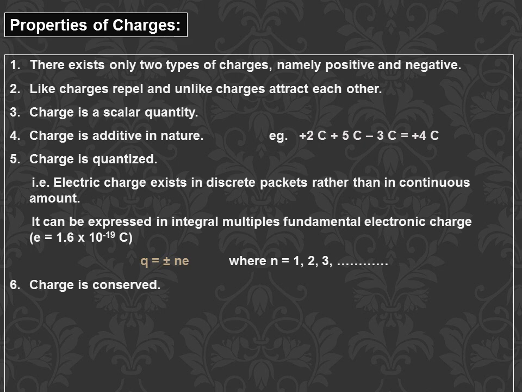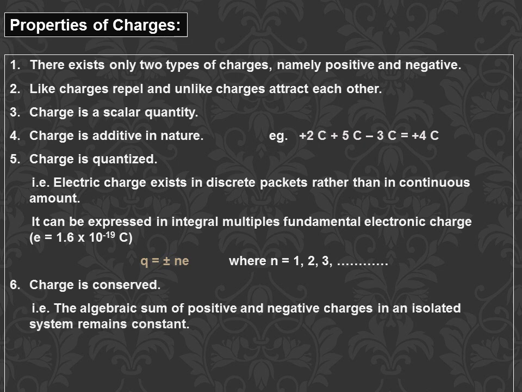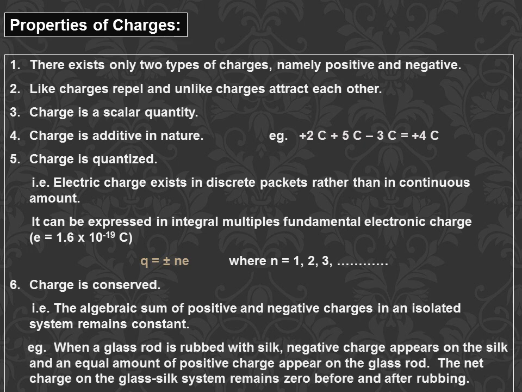Sixth, charge is conserved. The algebraic sum of positive and negative charges in an isolated system remains constant. In any system, whether there is excess of charge on one body or deficiency of charge on another body, in both cases the total charge in the isolated system remains conserved, or remains the same.